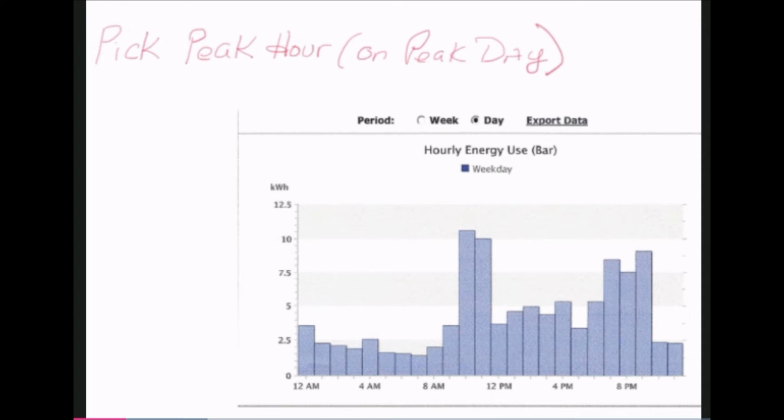Next, we go to the peak hour. We'll take the day and look at the data in more detail, and we'll see on this particular day the load peaked at 11 a.m. in the morning, and that was a result of air conditioning load and the daily outside temperature. In that 1 hour, we used 10 kilowatt hours of electricity.